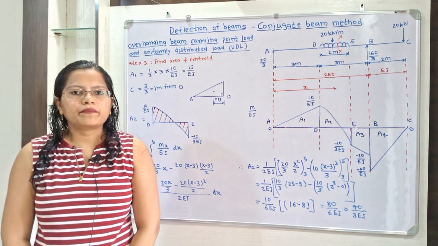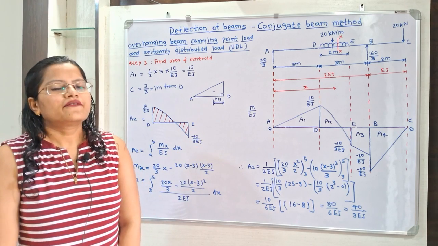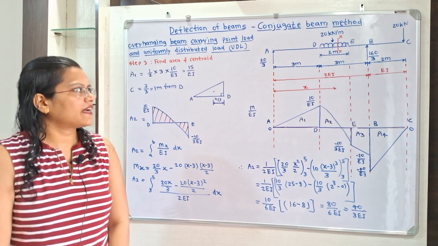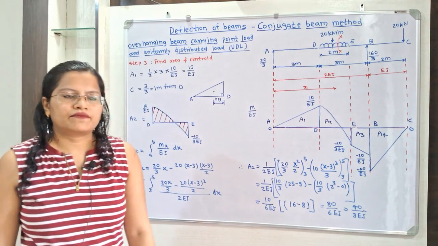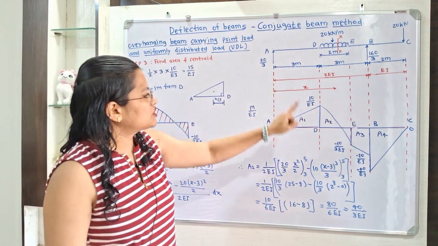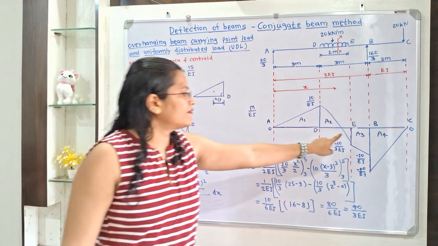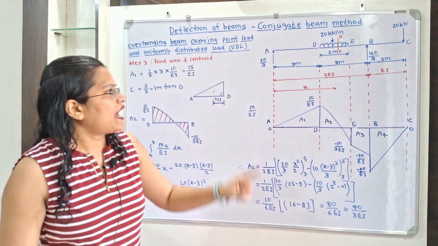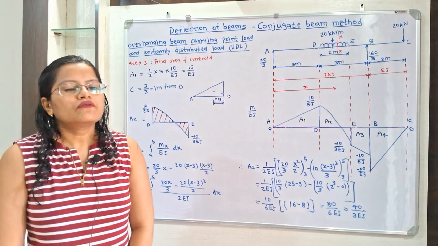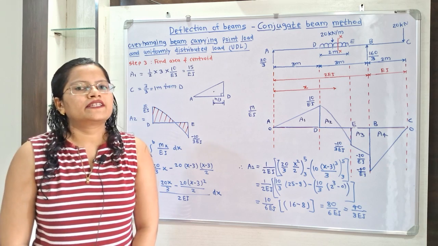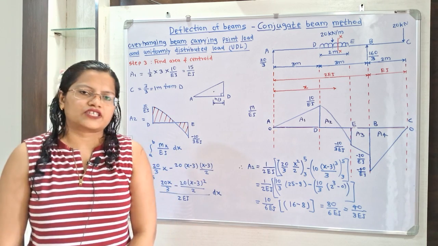In the conjugate beam method, we will refer to the M by EI diagram and we will select the different areas. For the section AD, we will select the area A1. Then for the next section DE, we will select area A2. For section EB, we will select area A3, and for the section BC, we will select area A4. Now next step is to calculate the area as well as centroid for these selected sections.